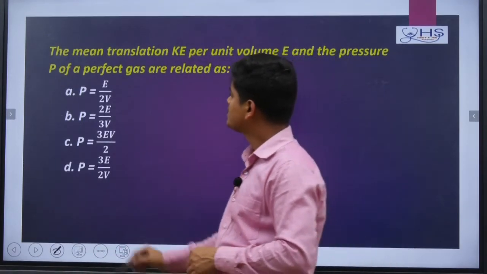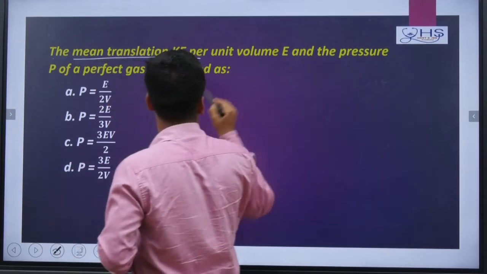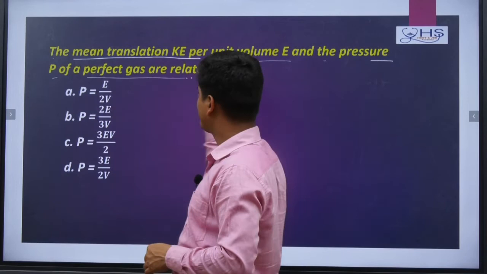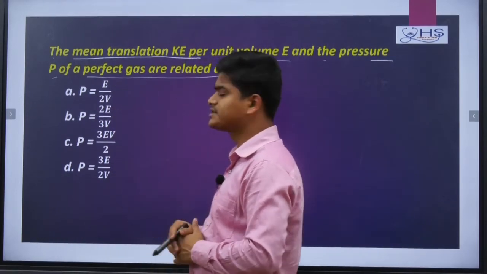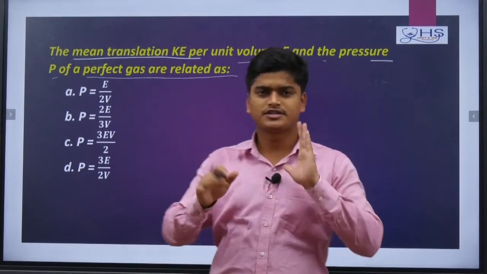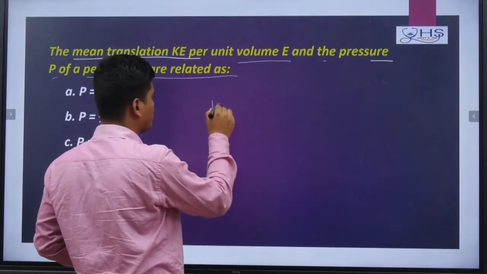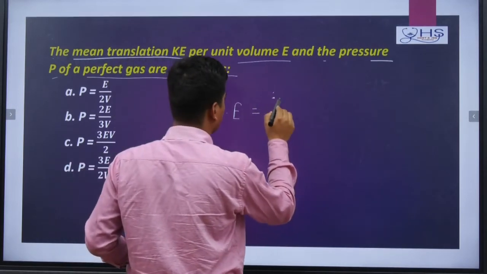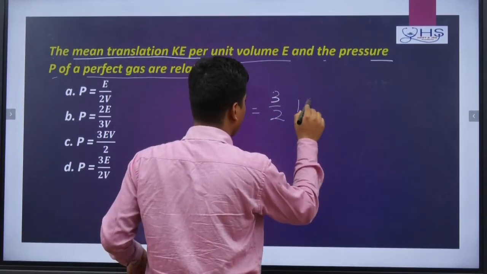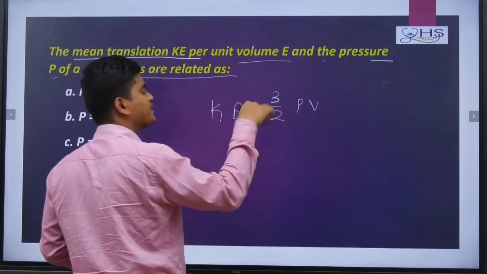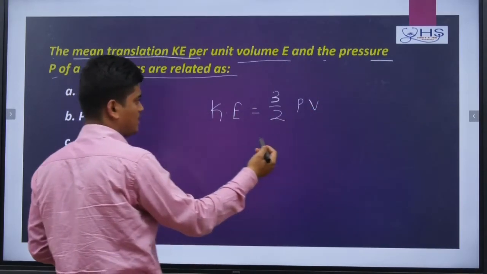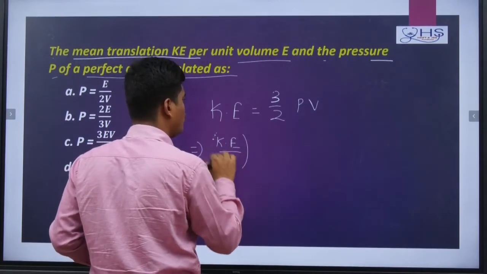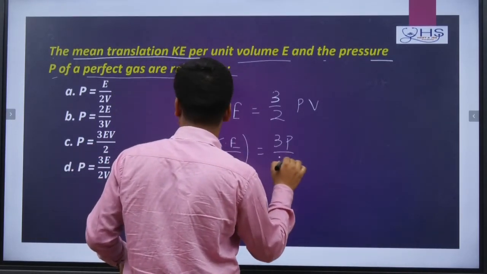Now here they are telling that the mean translational kinetic energy per unit volume E and the pressure P of a perfect gas are related how? So here some options are given. Okay. Now remember the same formula again. So kinetic energy, what can I write? I can write 3 by 2 PV, or you can write pressure equal to 2 by 3 kinetic energy by volume. So here if I write kinetic energy by volume, how much am I getting? I am getting 3 P by 2.